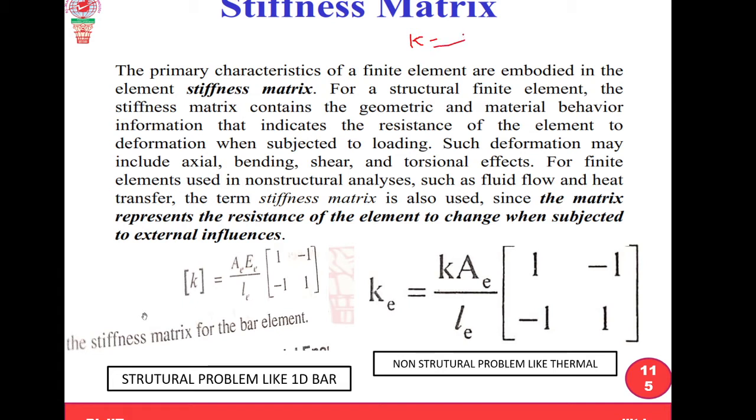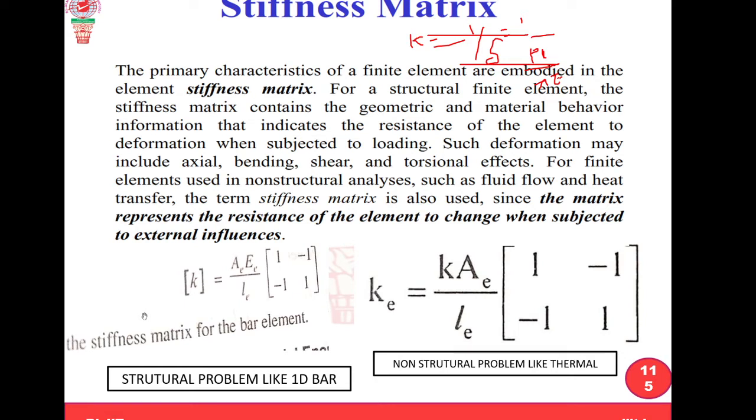That is called K. This K is always 1 by delta. Delta means we know what the delta equation is. What is the delta equation? PL by AE. Correct? PL by AE. That inverse will actually give the stiffness.